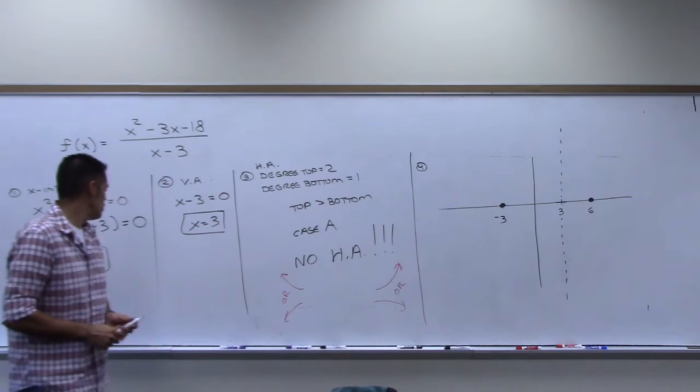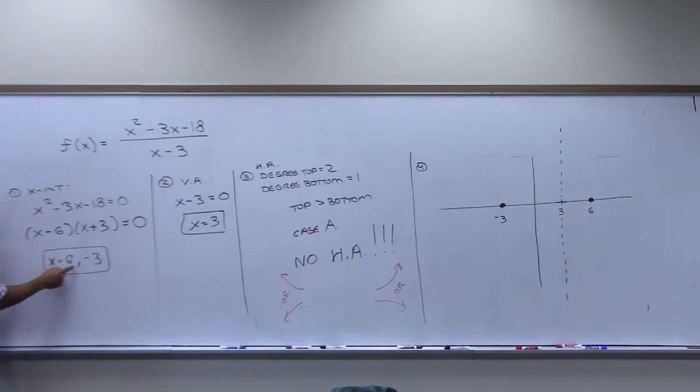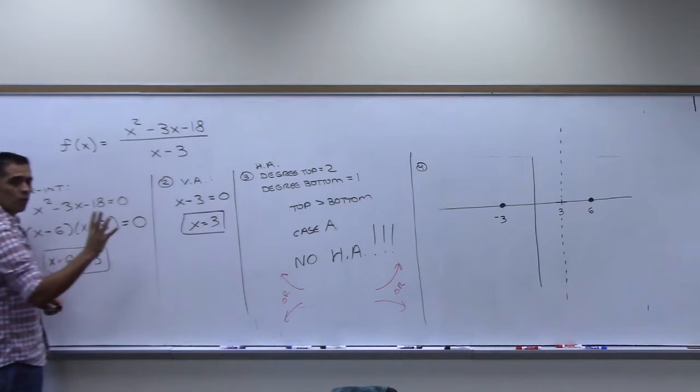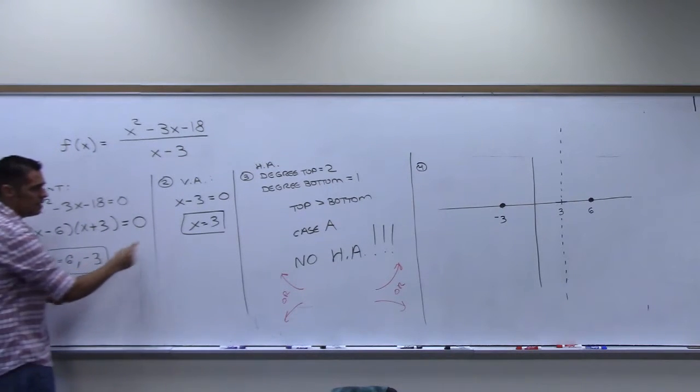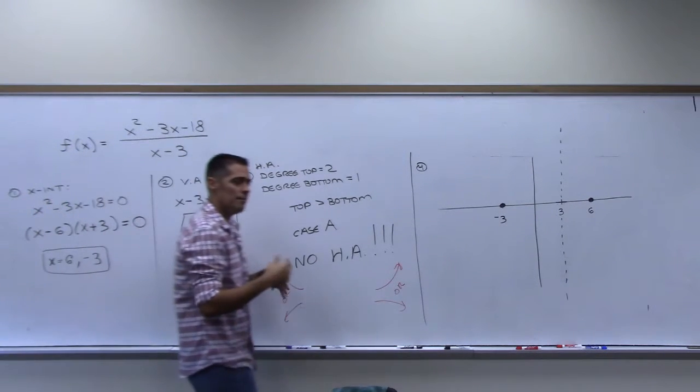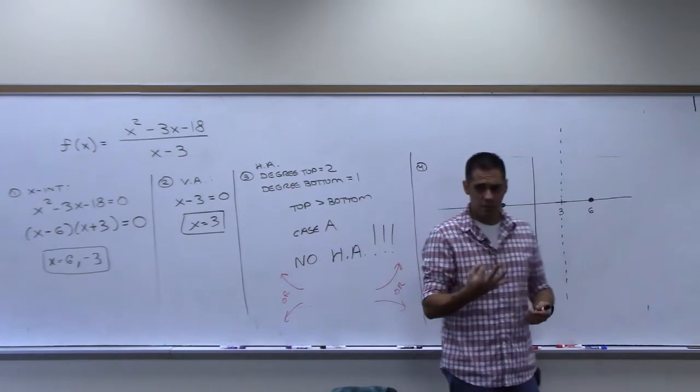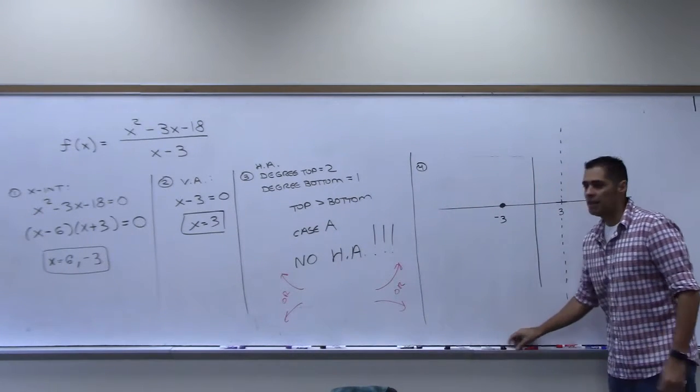How many test points should I have? 4, right? Count these, 1, 2, and then add that 3. So I have 3 total x-intercepts and verticals together. I have 3, so 1 more than that. All right, let's get test points.